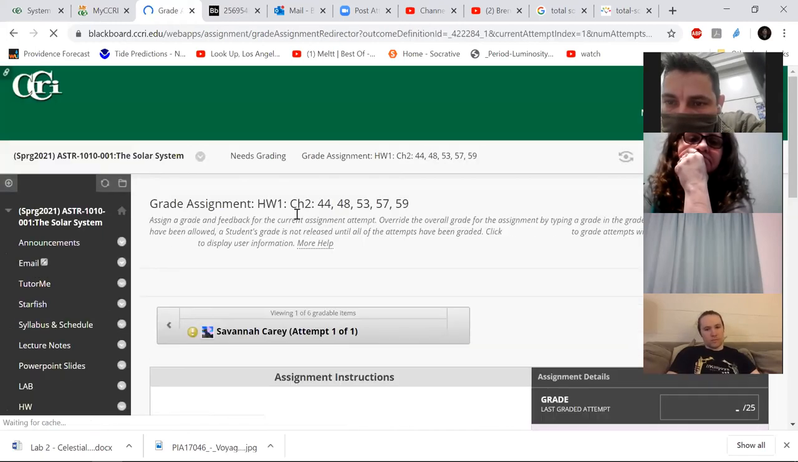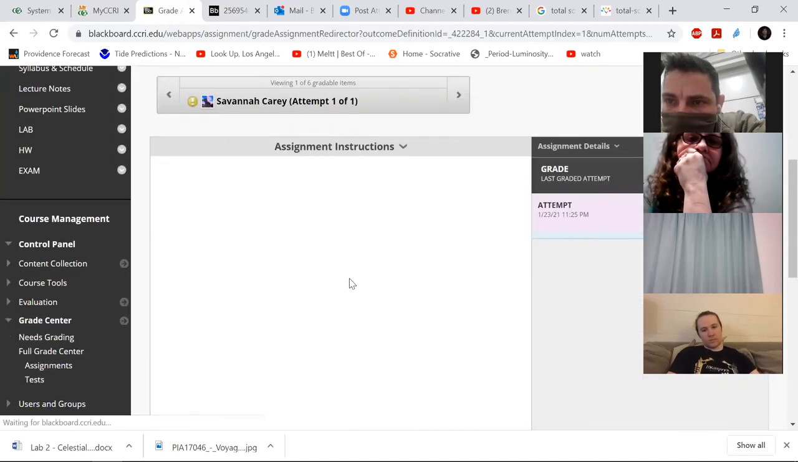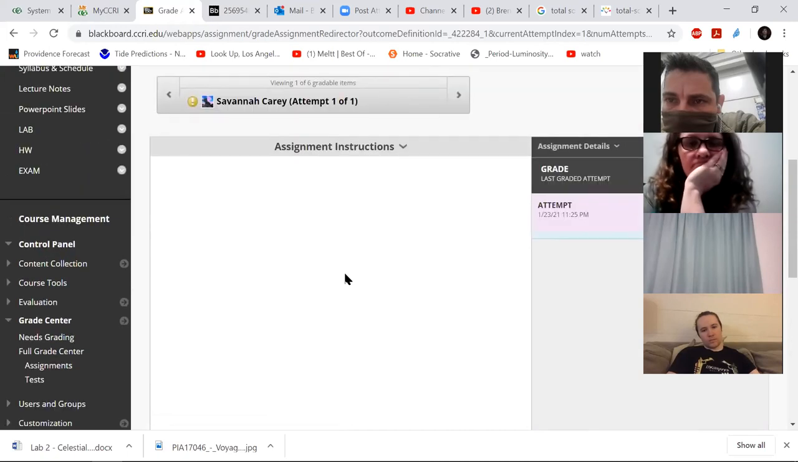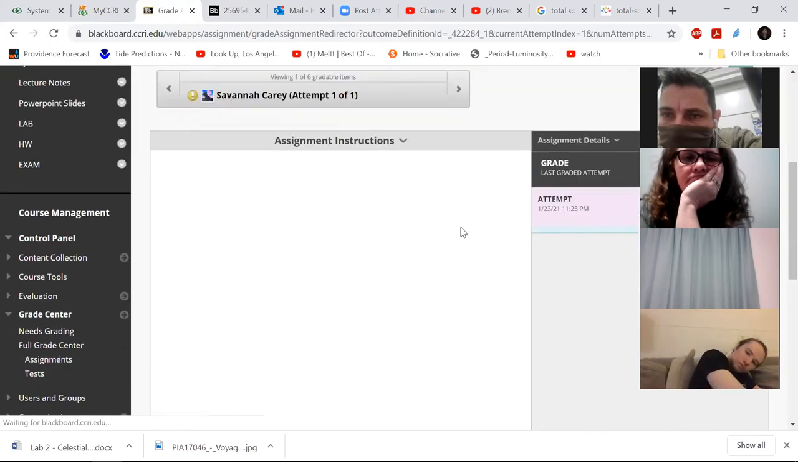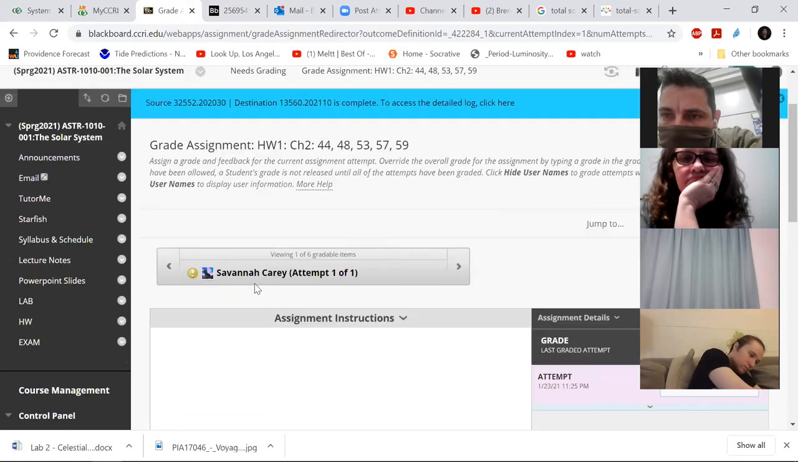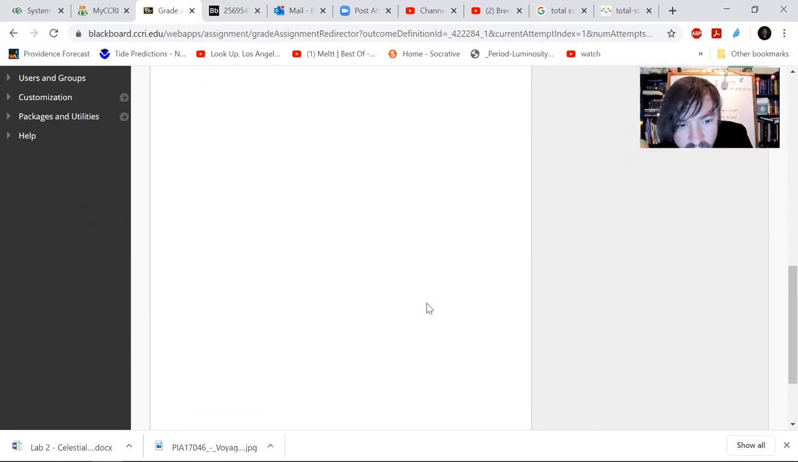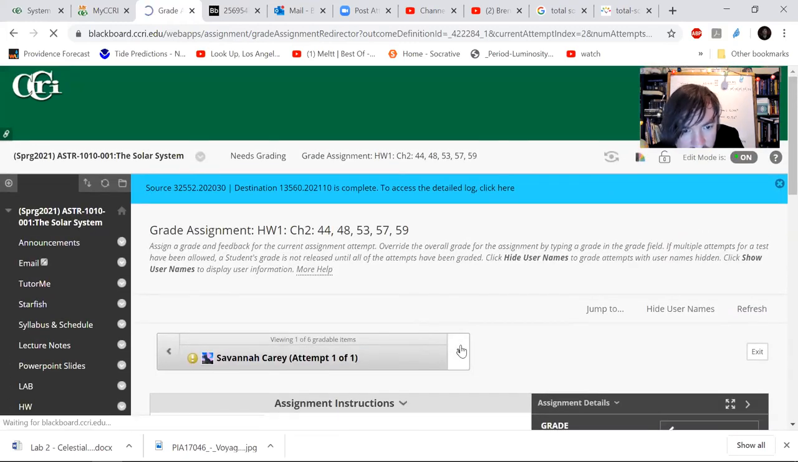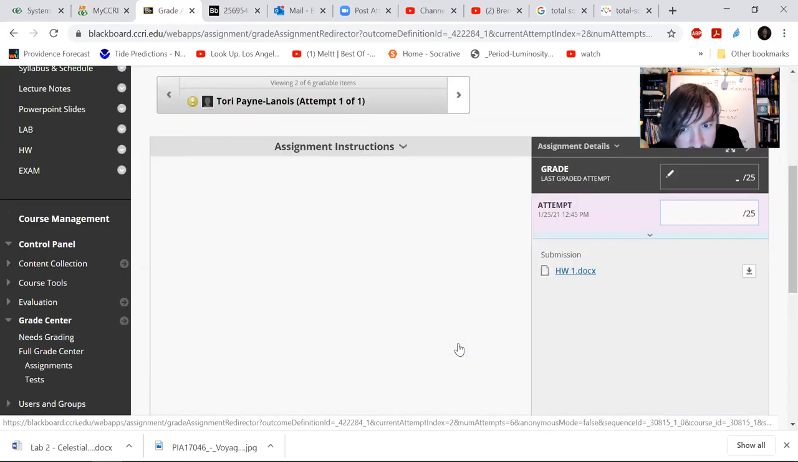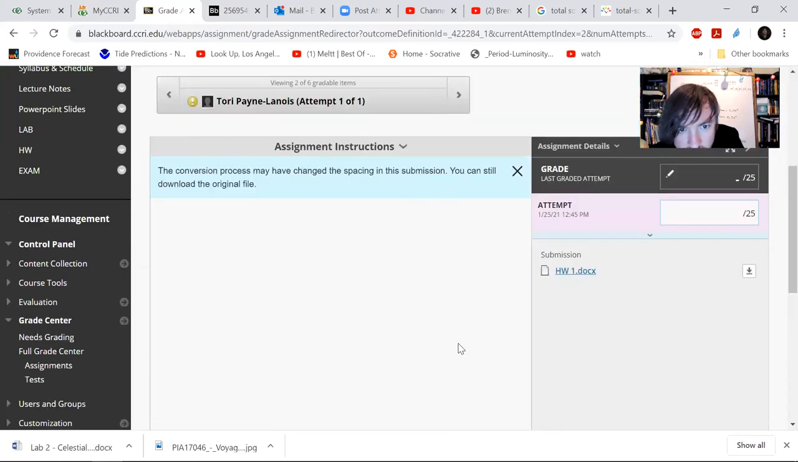Remember that I want to be able to see a little preview there. That's when it works the best. And you have to make sure your format is good. Unfortunately, I'm dealing with glitchy Blackboard here. Okay, for instance, I'm a little concerned about Savannah's submission. When I look at her thing, I don't see anything. I don't know if that's Blackboard's fault or her fault.